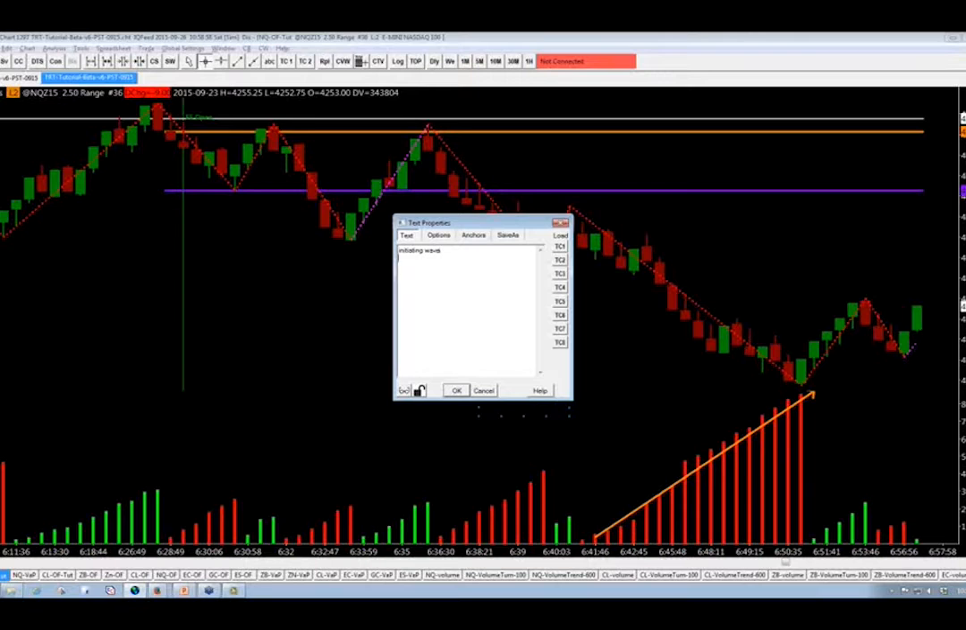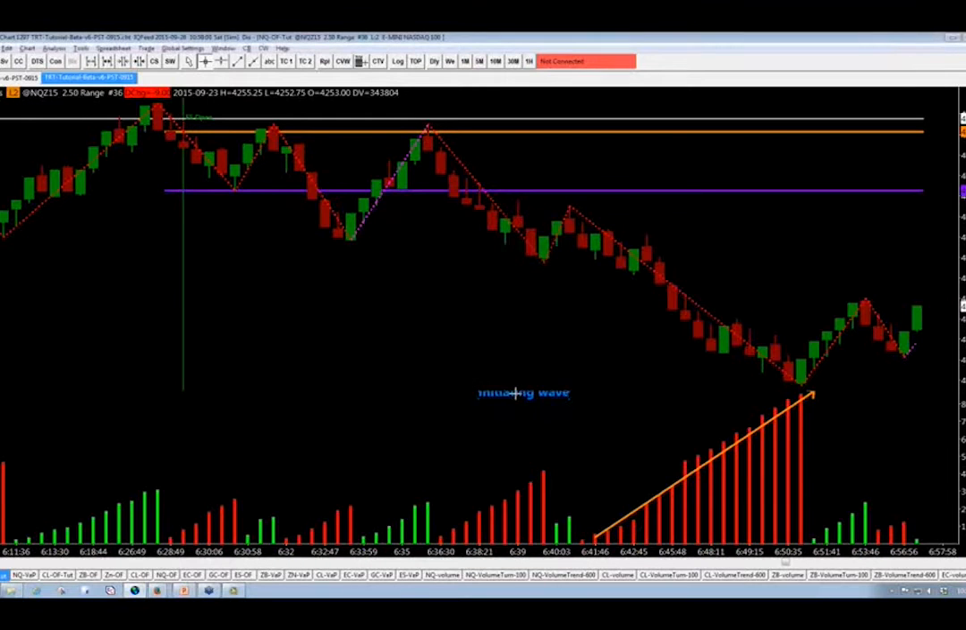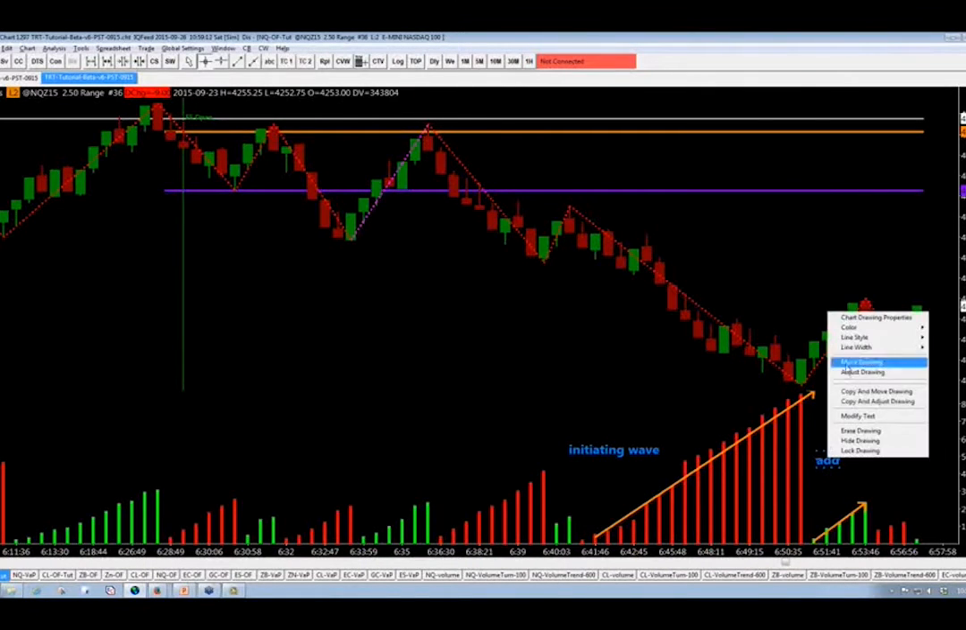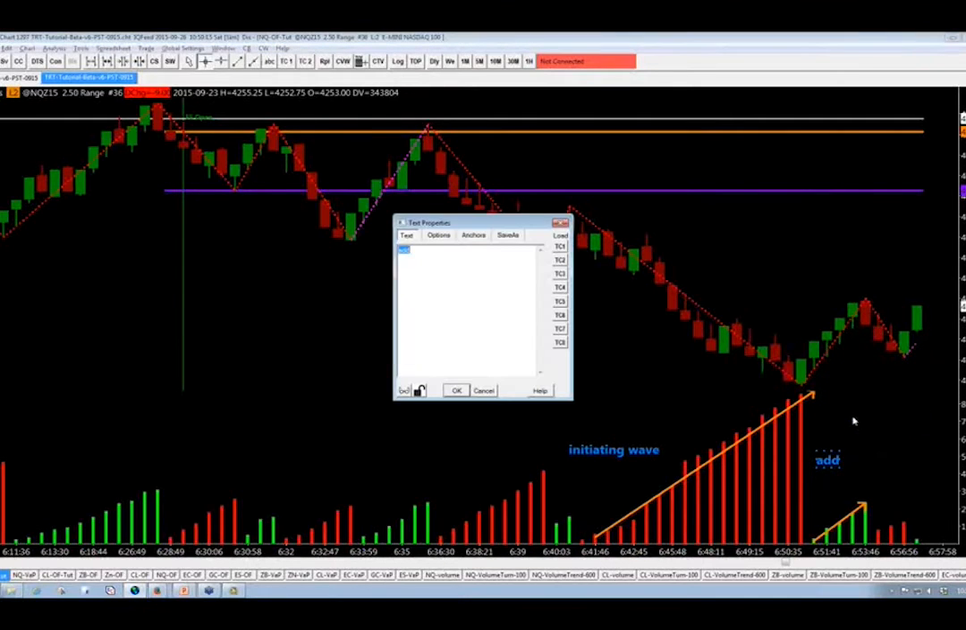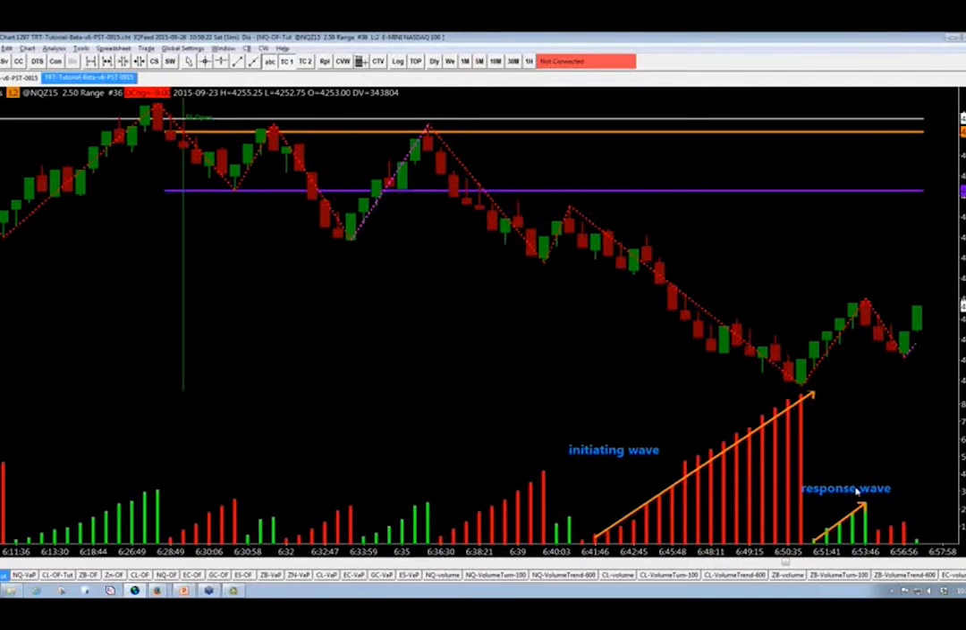And then this here is our response. So there was a movement, in this case a strong movement, and then there was a response. That's the response wave, the second wave of the pattern. And now the third wave here is the signal wave.